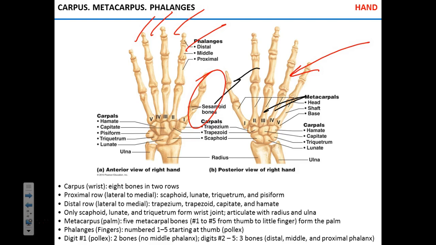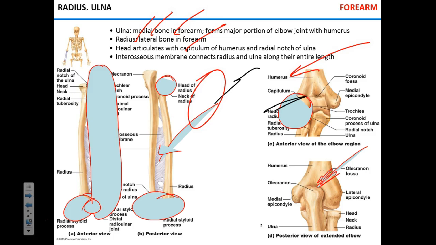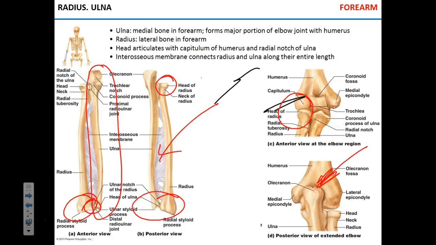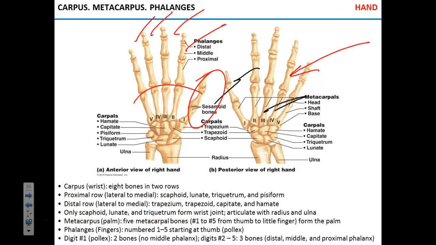Metacarpals are even simpler, from 1 to 5, period. Metacarpal 1, 2, 3, 4, 5. Does that make sense? Is that simple enough? Sorry. The metacarpals.